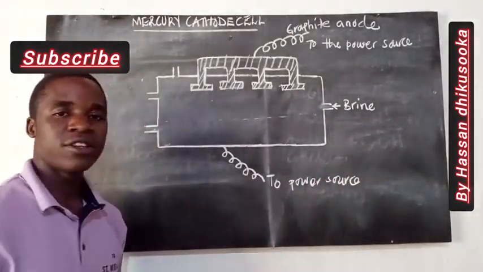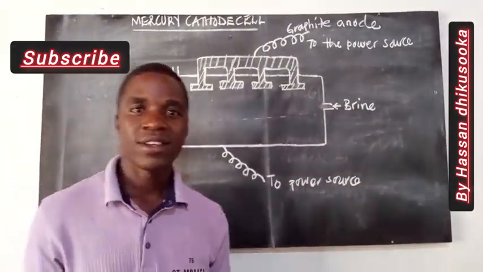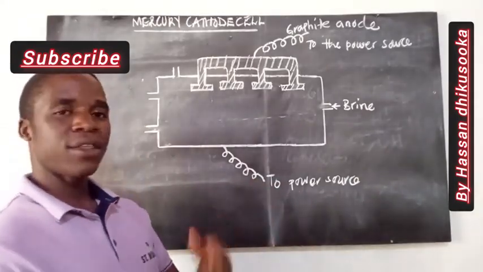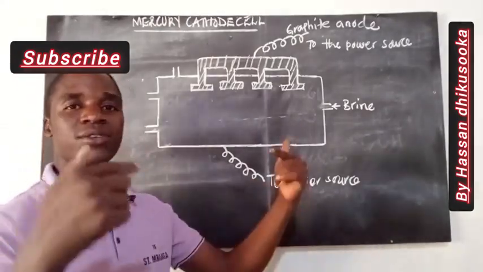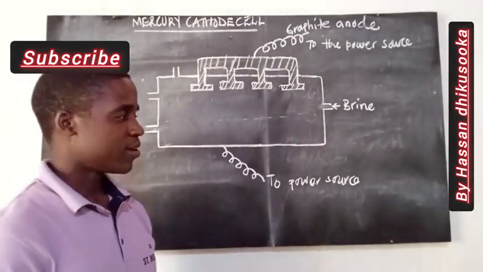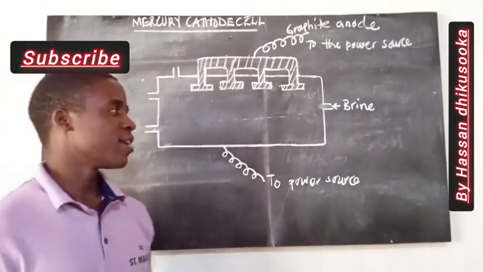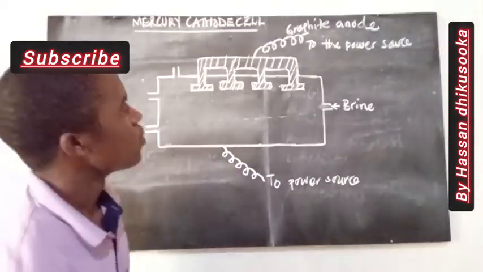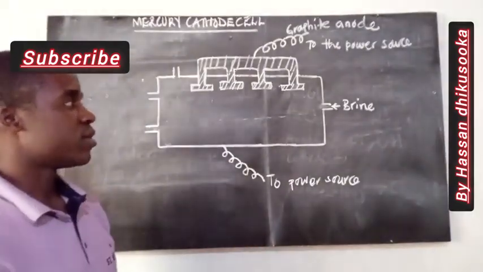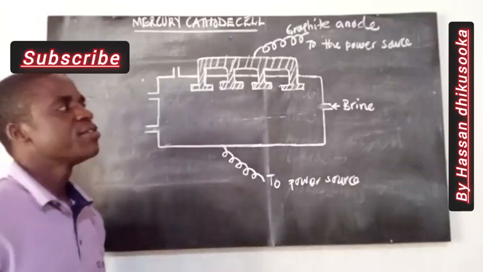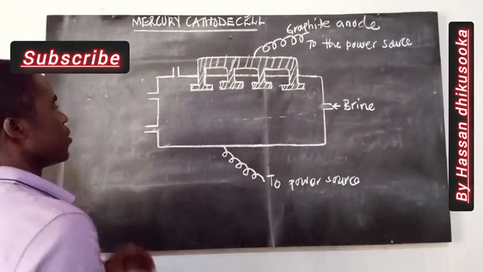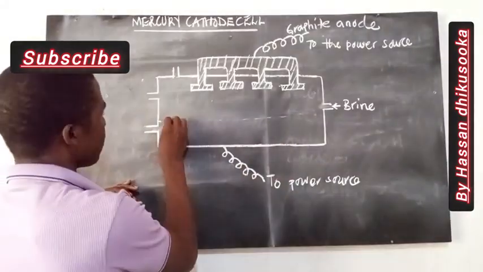Of course, for electrolysis to take place, we need electricity. Both the cathode and the anode have to be connected to the electric circuit, and then they will be dipped within the what? Within the solution. So all of them will be in the electrolyte. Now, at the end of it all, we have brine.